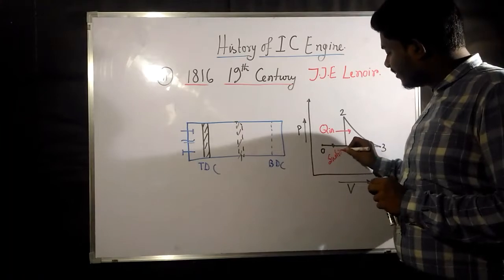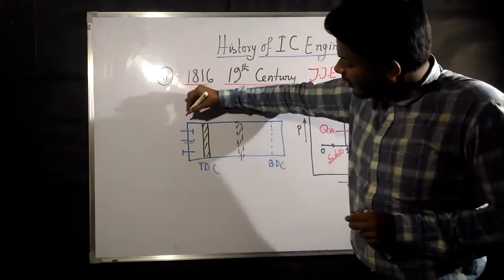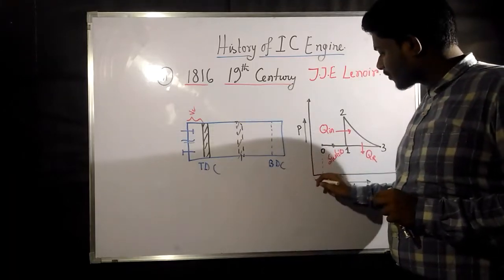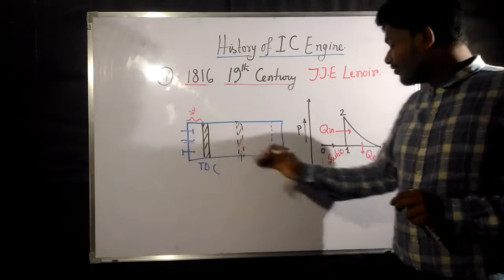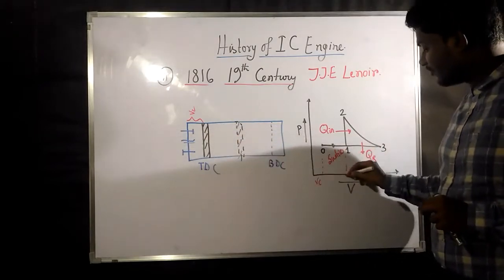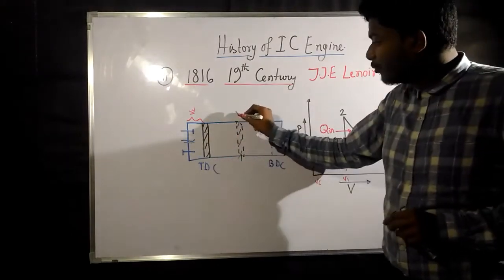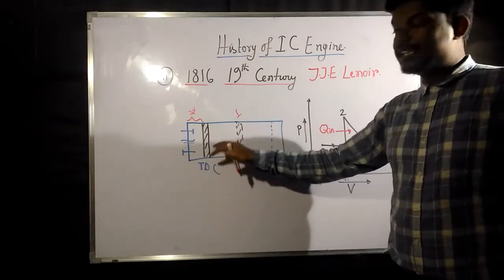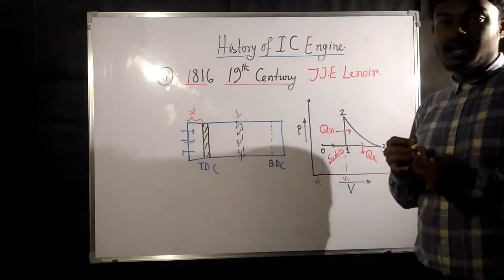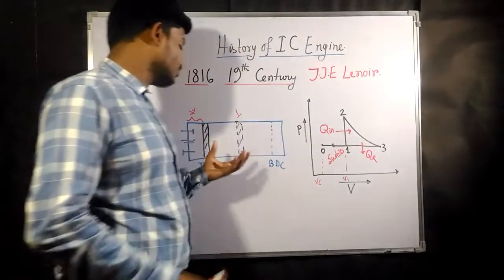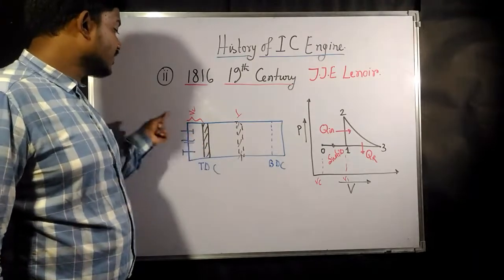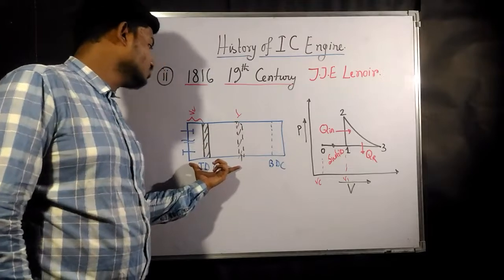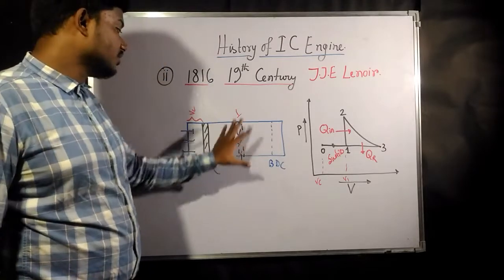At zero position, the cylinder has a clearance volume. This is the clearance volume. So up to half, that is at point 1, due to this movement of the piston, a vacuum pressure used to develop. Due to this vacuum, the air fuel mixture used to come inside the cylinder. That means up to this volume, the air fuel mixture was filled.